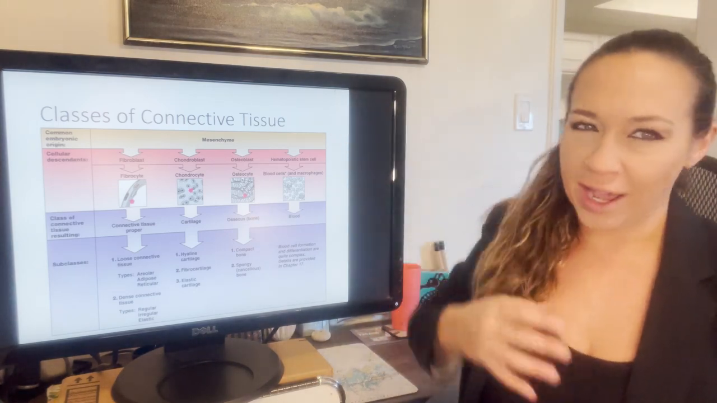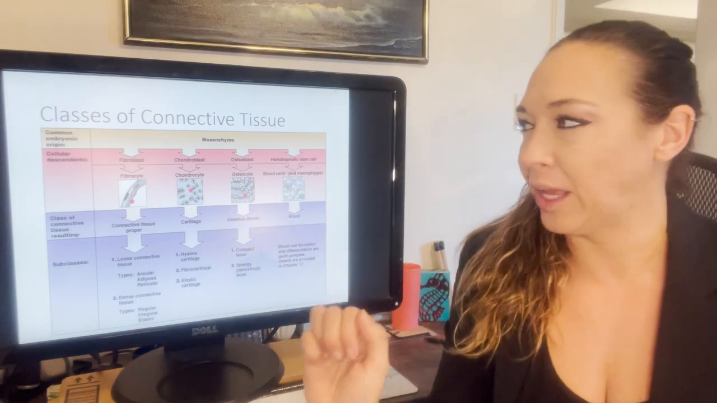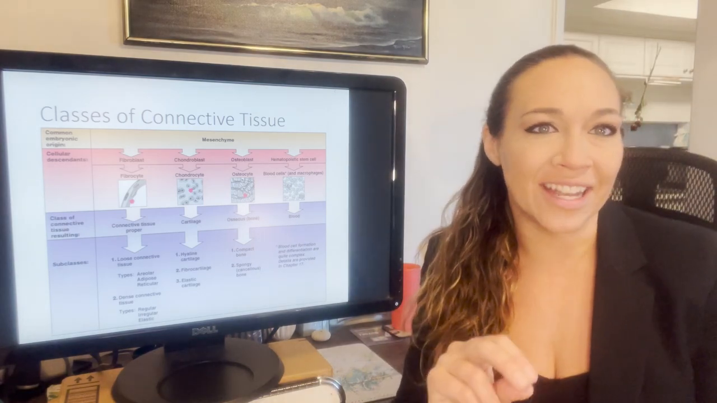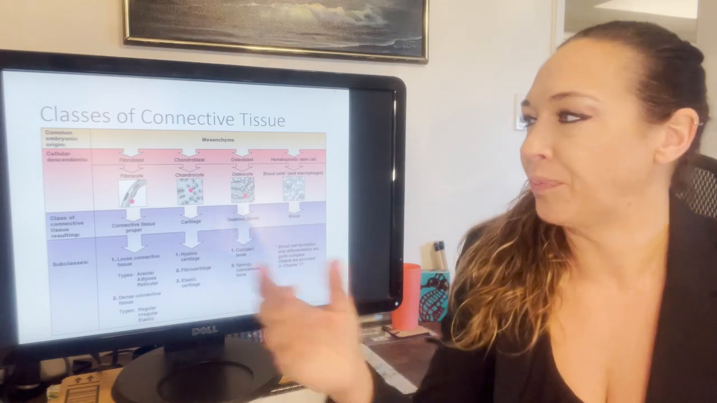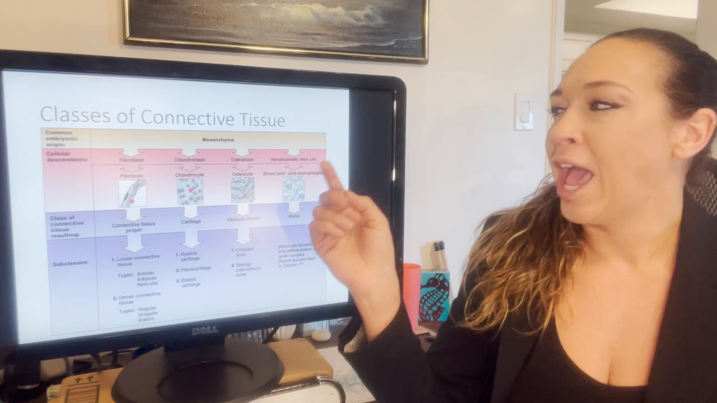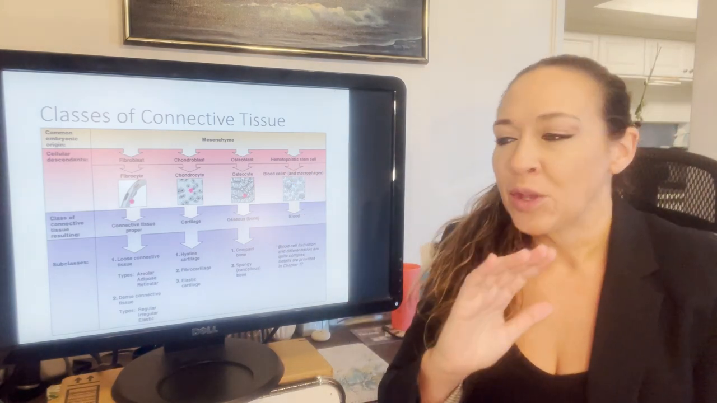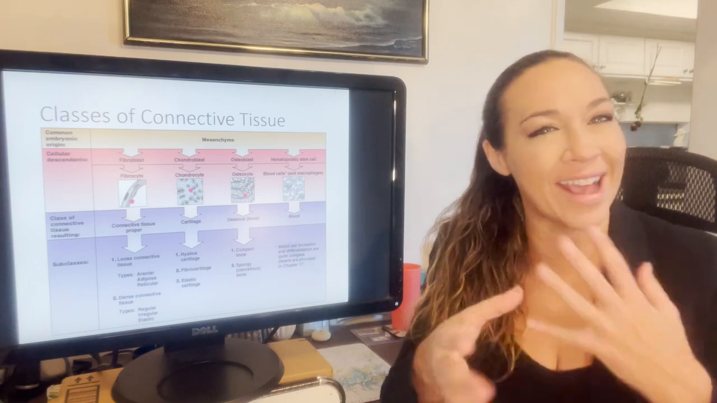So we start in the mesenchyme. This is just, again, the origin. Where is it coming from? And they all start in the same place. But then very quickly, they do separate out into what's known as cellular descendants. Essentially, it's what types of cells came from that original cell, right? So we have our fibroblasts, we have our chondroblasts, we have our osteoblasts, and we have our hematopoietic stem cells, right? So depending on which type of cell, the connective tissue we're talking about has a different origin.